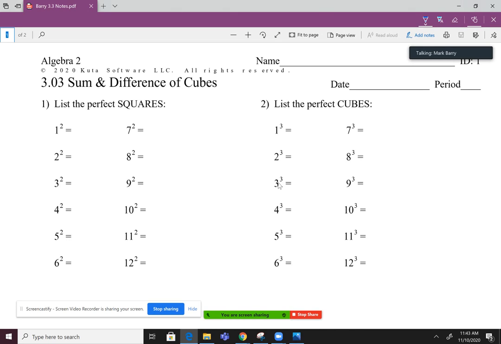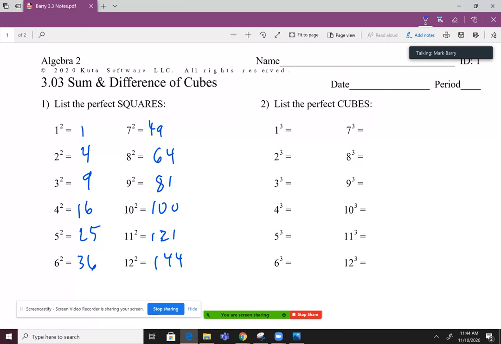But before we do the cubes, I just want to review our perfect squares. So we talked about this a little bit last week. So 1 squared is 1, 2 squared is 4, 3 squared is 9, 4 squared is 16, 5 squared is 25, 6 squared is 36, 7 squared is 49, 8 squared is 64, 9 squared is 81, 10 squared is 100, and then it's 121 for 11 and 144 for 12.